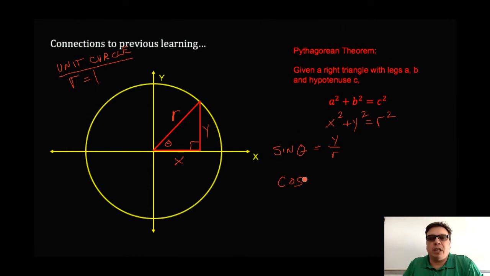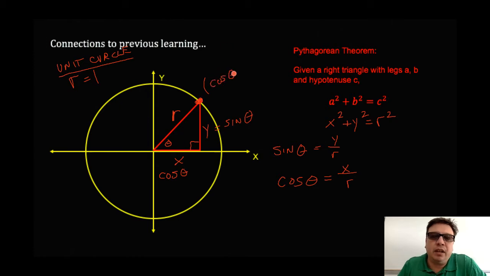Well, if I do cosine of theta, that is the adjacent side, which is x, divided by the hypotenuse, which is r. So this right here is going to be cosine of theta, and this right here is sine theta. Well, on my triangle, this point here, which is also a point on the circle, if I'm on that circle, my x coordinate to get this point is cosine theta, and my y value is sine theta.